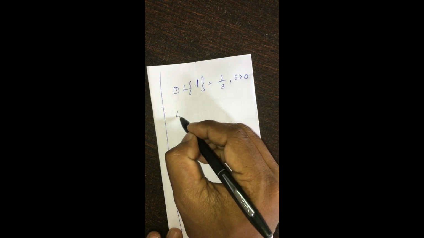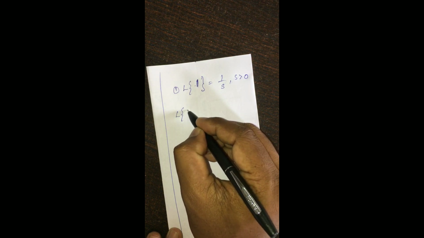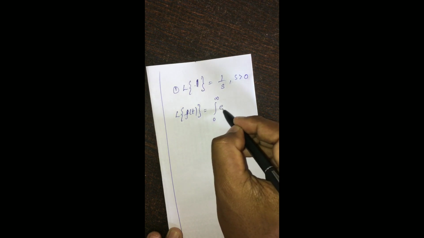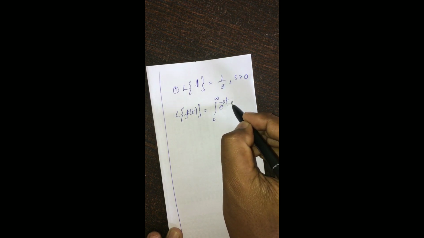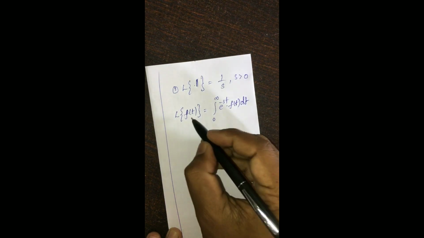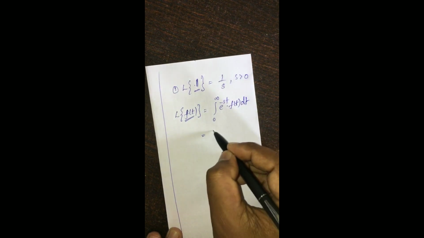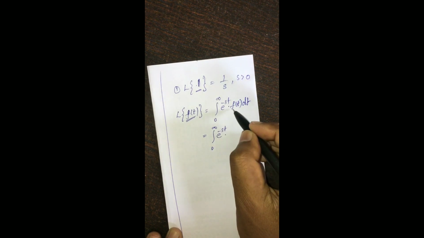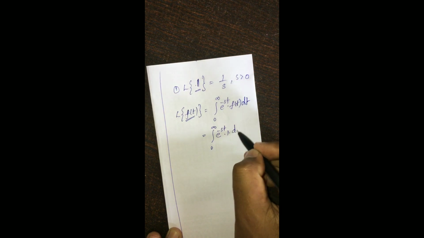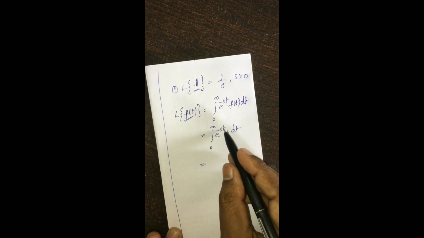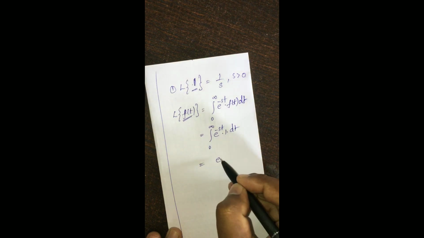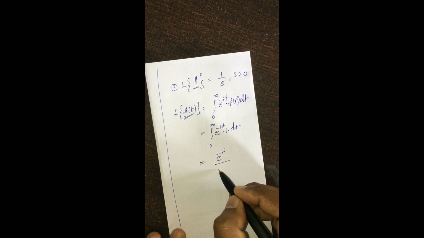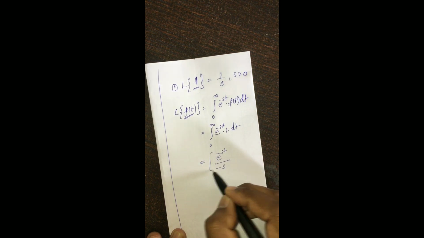By the definition. What is the definition? The Laplace transform of f of t is equal to the integration from 0 to infinity of e to the power of minus st into f of t dt. In this, f of t is 1. So the integration from 0 to infinity of e to the power of minus st into 1 into dt. The integration of e to the power of x is e to the power of x only, but in place of x here we have minus st, so on differentiating we get minus s with respect to t.